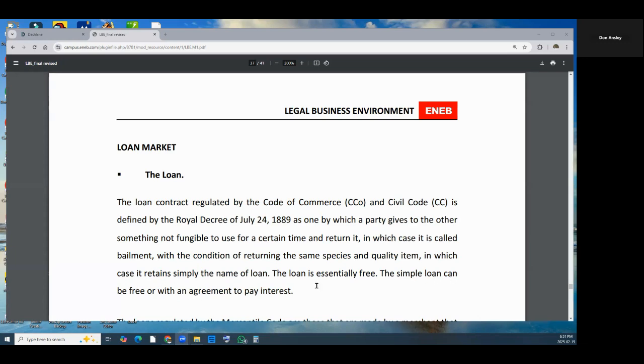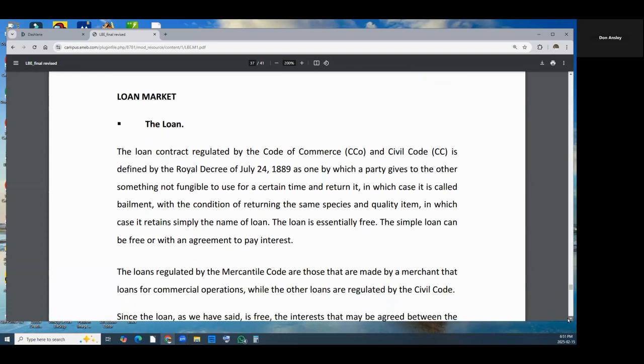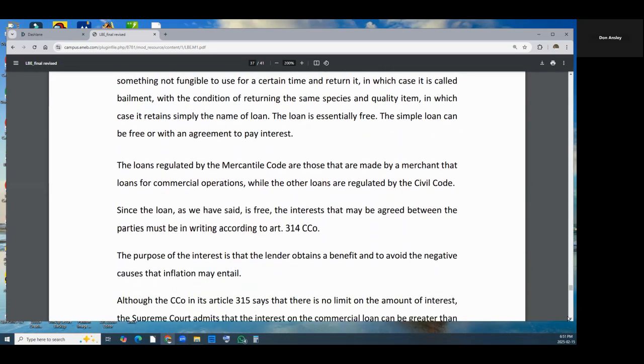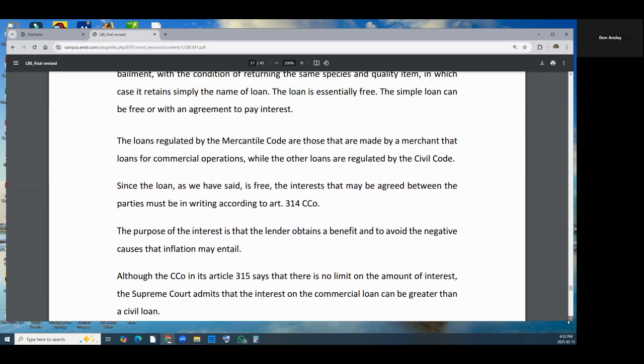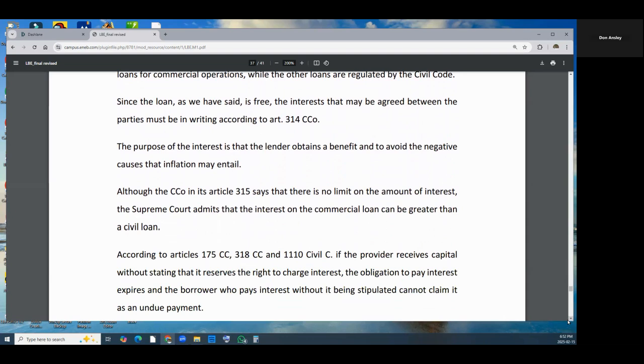The simple loan can be free or with an agreement to pay interest. The loans regulated by the Mercantile Code are those that are made by a merchant for commercial operations, while the other loans are regulated by the Civil Code. Since the loan, as we have said, is free, the interest that may be agreed between parties must be in writing. The purpose of the interest is that the lender obtains a benefit and to avoid a negative cause that inflation may entail. Although the CCO, in its Article 315, says that there is no limit on the amount of interest, the Supreme Court admits that the interest on the commercial loan can be greater than a civil loan.